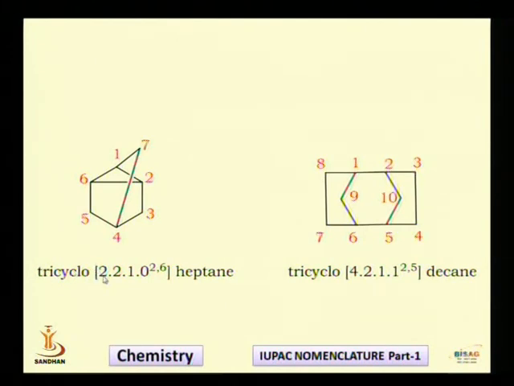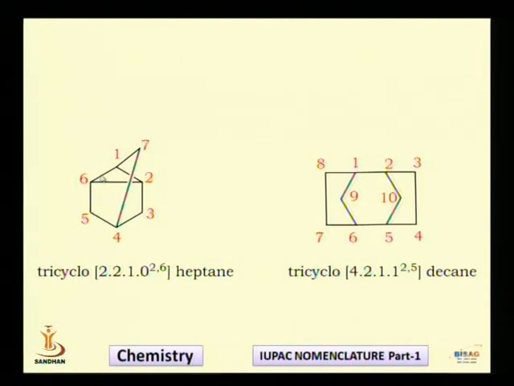Now I have to write a square bracket, and I have to fill in the numbers in the square bracket. So see, the numbering is this: 1, 2, 3, 4, 5, 6, and I am coming back to number 1. So this is my main cycle.